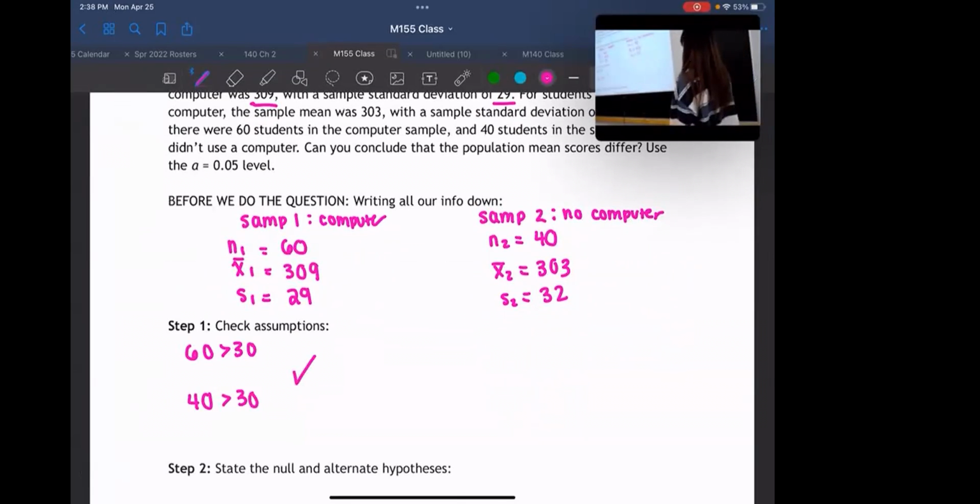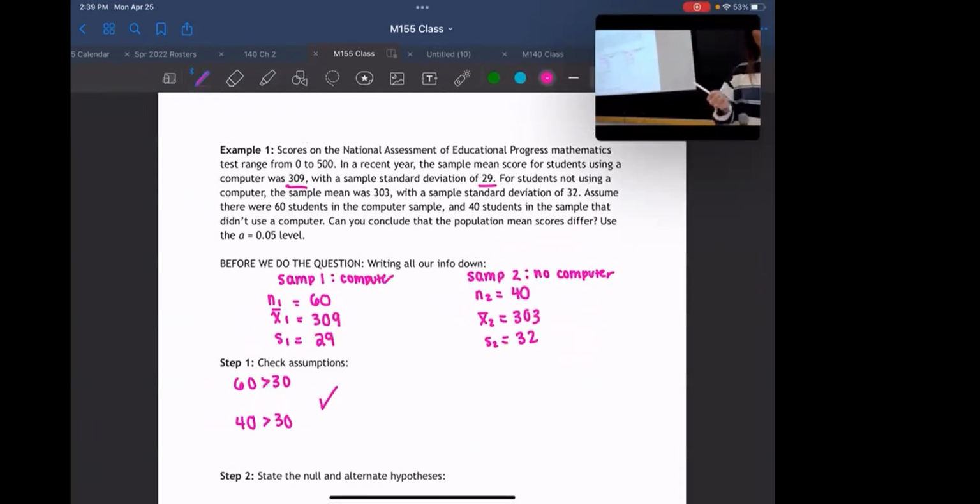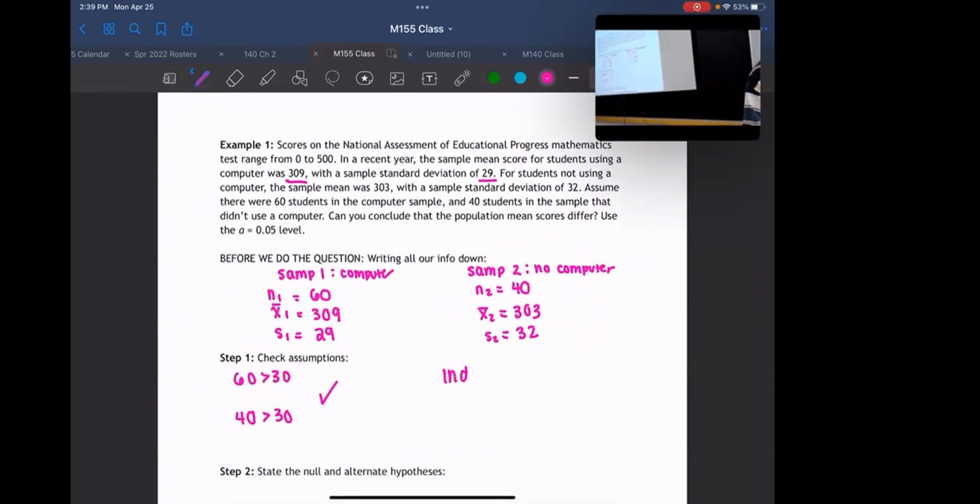The second thing we have to ask ourselves is, do we have independent or paired samples? What do you guys think? Independent, right? I guess we have one sample of students taking it with this certain type of computer, then we have another sample with different students. You can't really pair together these two groups of different sizes. So I'm going to say independent here.